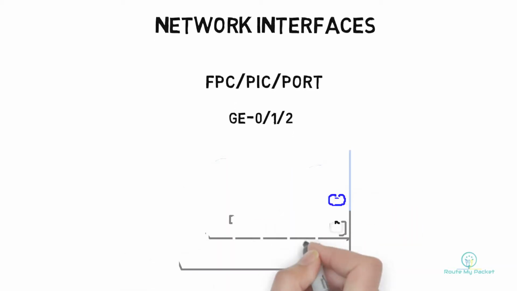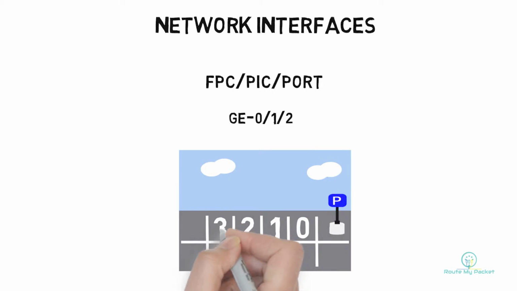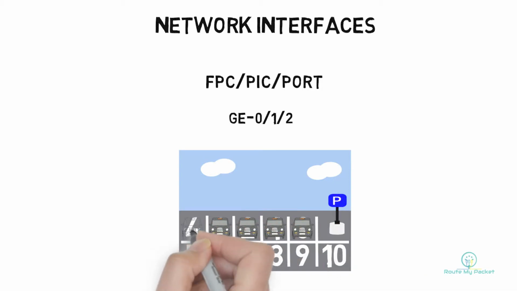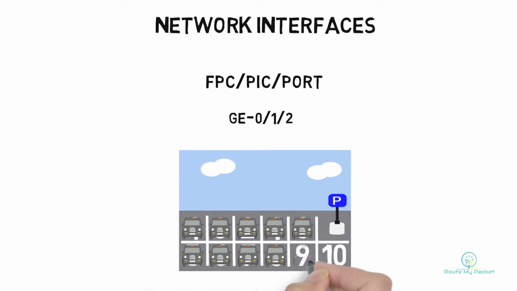To understand this better, consider the FPC as a car park that can take one or more vehicles at a time. The PIC represents the vehicle and the ports are represented by the number of seats in each vehicle. Some vehicles are bigger with many seats and some are small. Therefore, FPC slot can host multiple PIC cards, which are physical interface cards, and each card can contain multiple interfaces that can be used to transfer data.